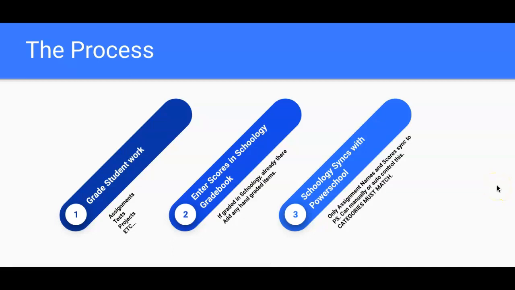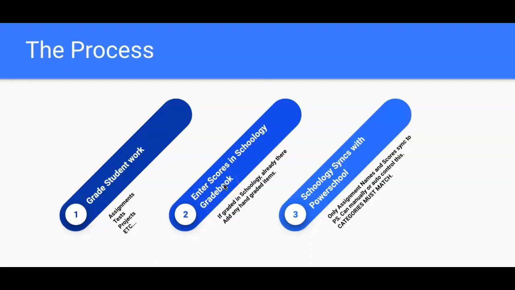Hi guys, this is our setting the grading categories tutorial, but before we jump into that I want to make sure you have just a general idea of what the process is going to look like for grading and reporting using Schoology. The idea is that you would continue to grade student work like you normally would, whether it be assignments, tests, or projects, whether it's graded in Schoology or manually. Either way, you're going to have to put all of those scores into the Schoology gradebook this year.